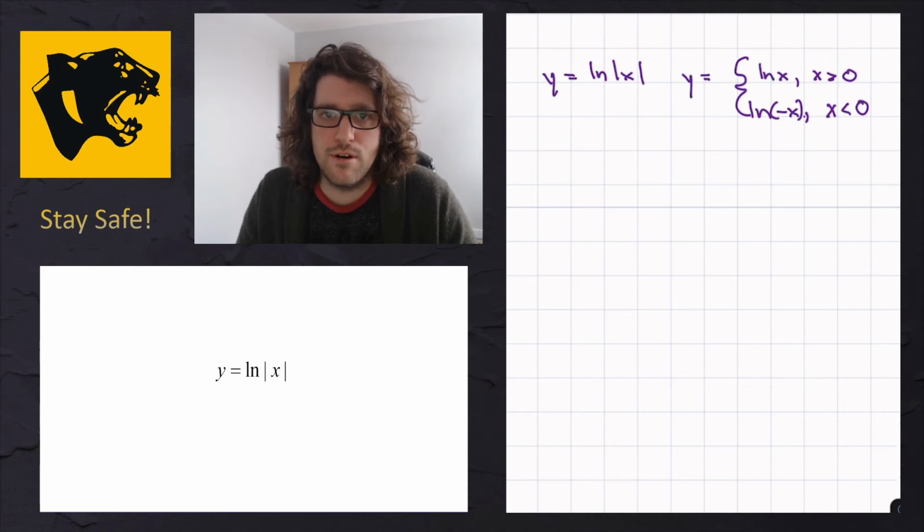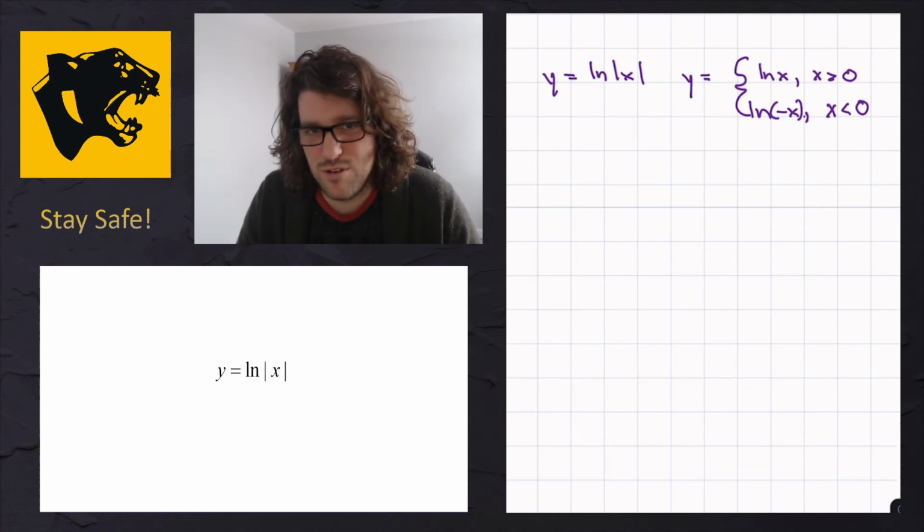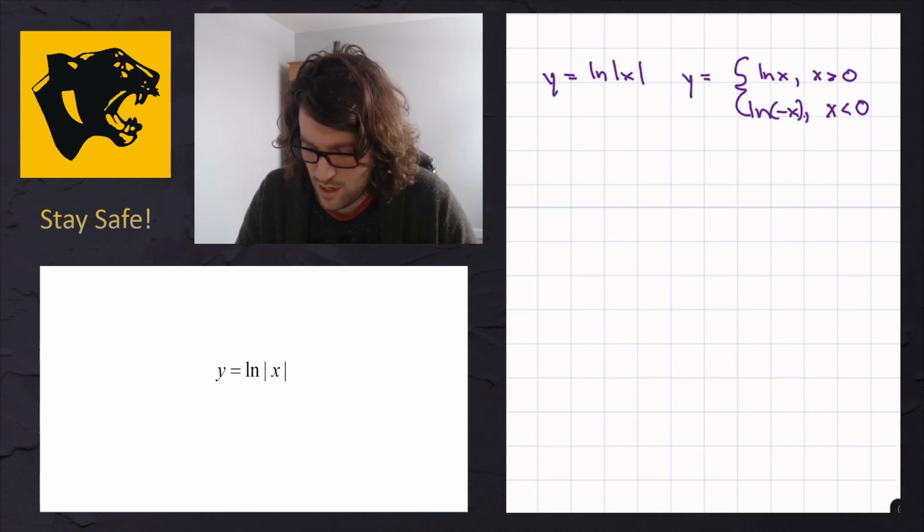When your x is equal to 0, it doesn't really matter. Your logarithm is going to be broken. There's no positive, negative, 0 kind of thing to fix or worry about. It just doesn't work. And so I'm not going to use any part of my piecewise function to show what happens at a value of 0.